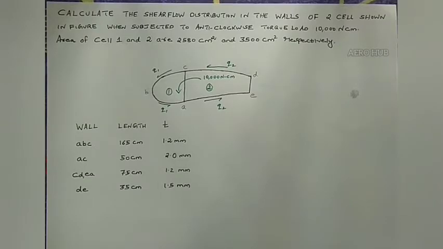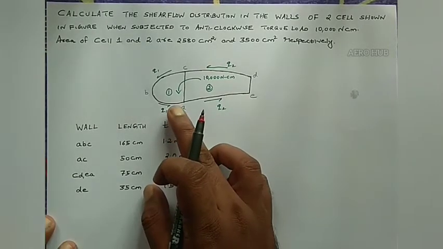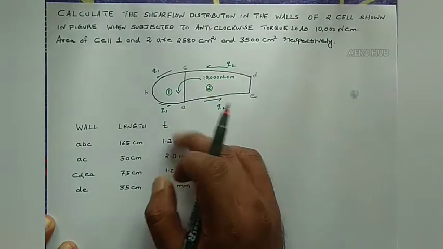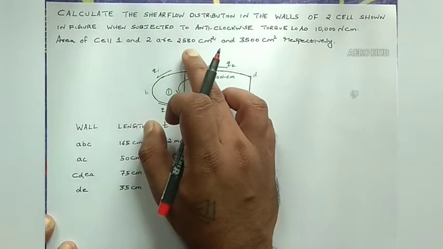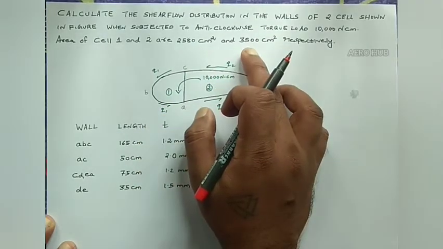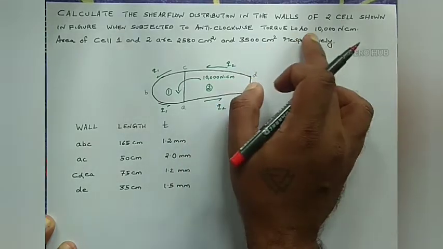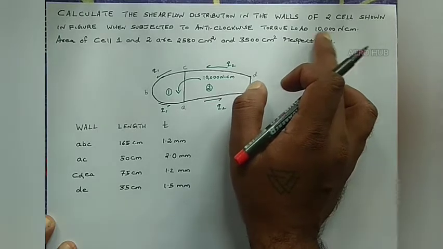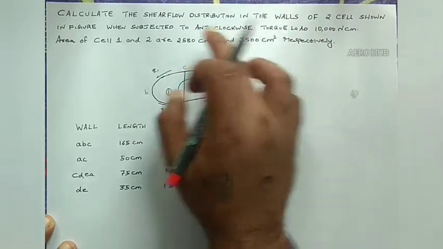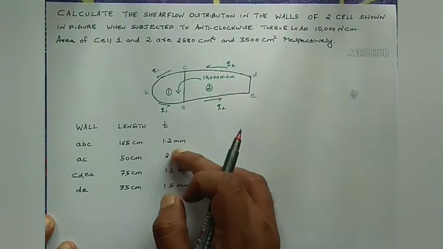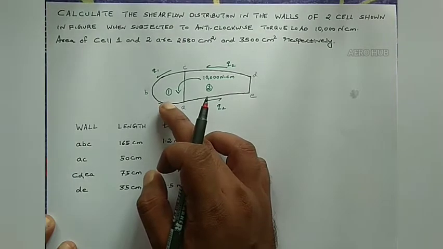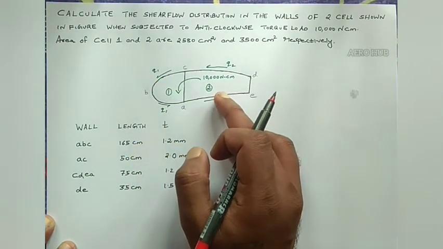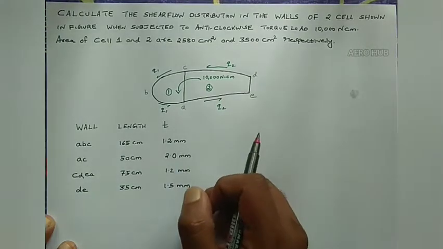As you can see in this question, we have a multi-cell section having two cells, cell 1 and cell 2. The areas for cell 1 and cell 2 are 2580 centimeter square and 3500 centimeter square, and we are applying a torque load of 10,000 Newton centimeter in the anti-clockwise direction. They are asking to find the shear flow of this multi-cell: for cell 1 the shear flow is Q1 and for cell 2 the shear flow is Q2.